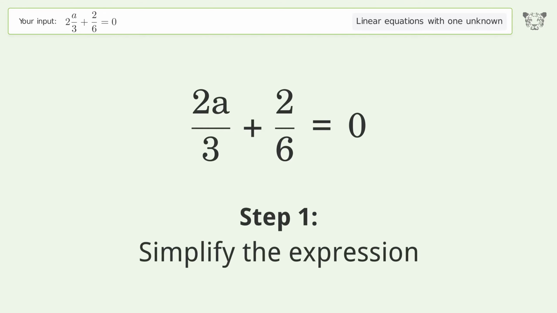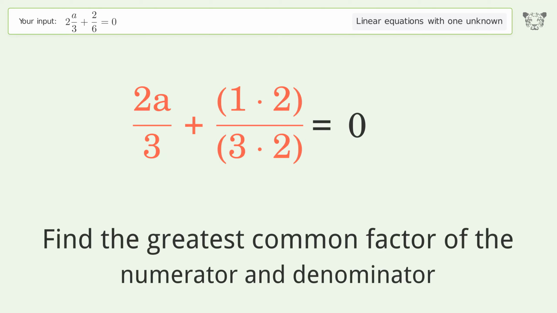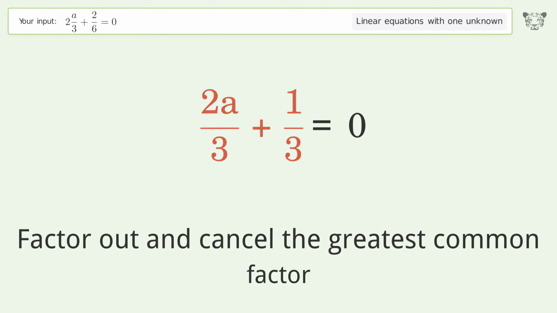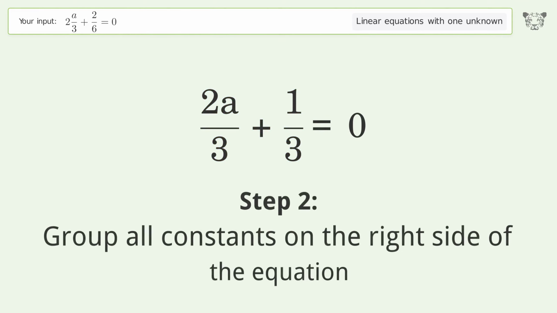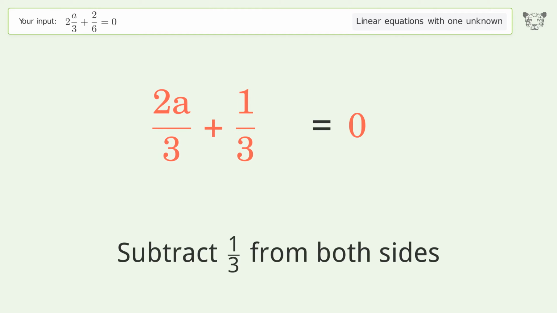Simplify the expression. Find the greatest common factor of the numerator and denominator. Factor out and cancel the greatest common factor. Group all constants on the right side of the equation. Subtract 1/3 from both sides.